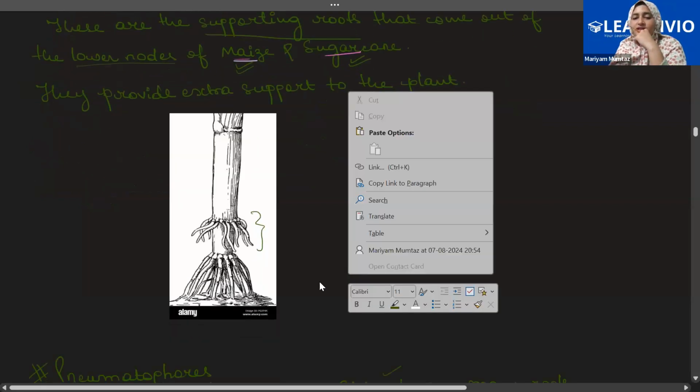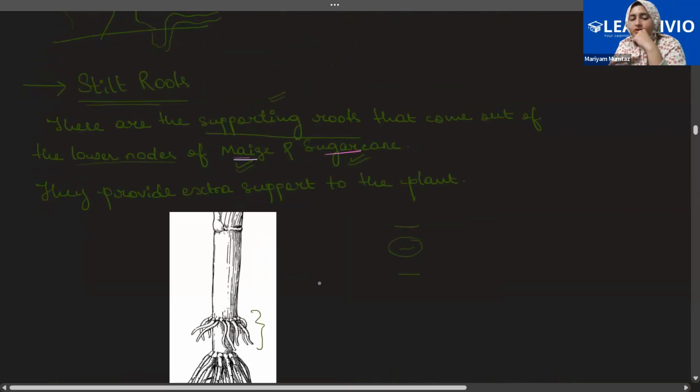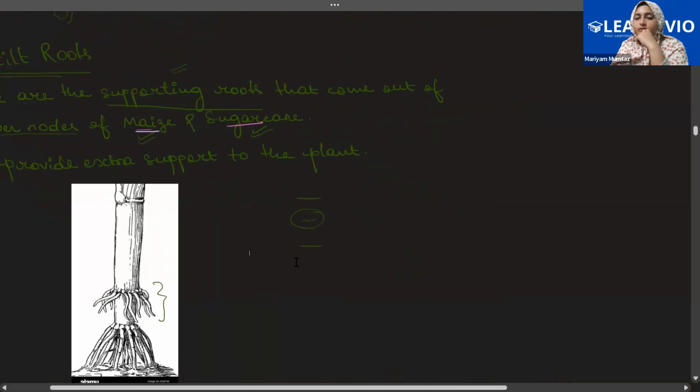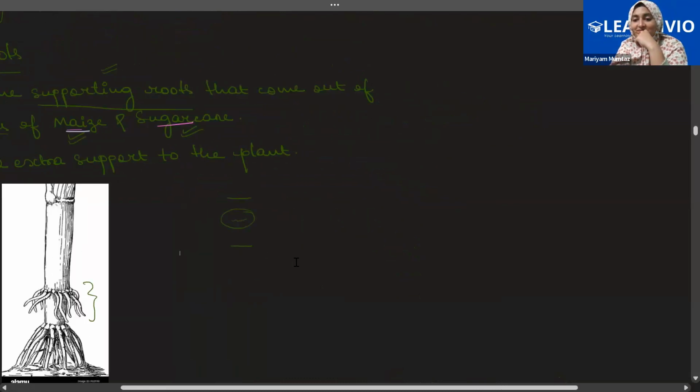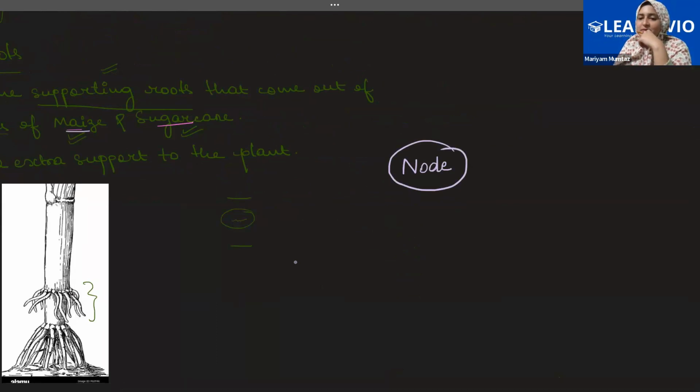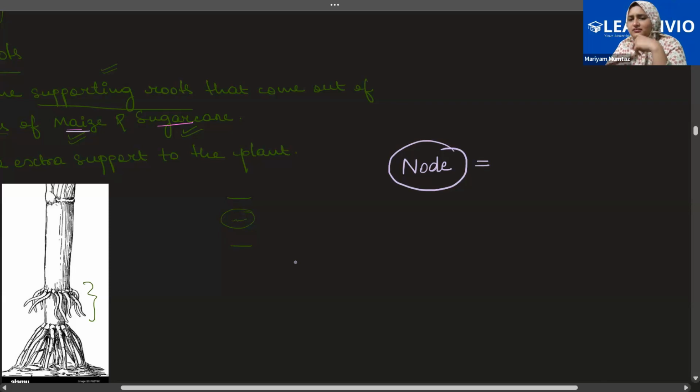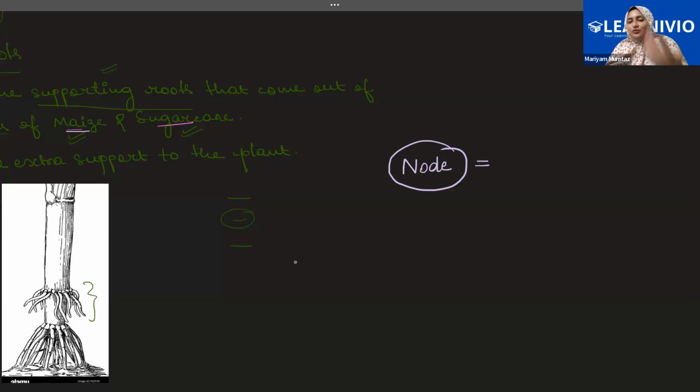See students, do you know what nodes are? What is the meaning of node? Does anyone know that? It's a part on the stem where what happens? You're right, it's a part on the stem. Okay, you're close. Now tell me what happens at the stem by the nodes. What does a node do? The nodes give rise to the leaves. Nodes are the points on the stem from where the leaves arise.